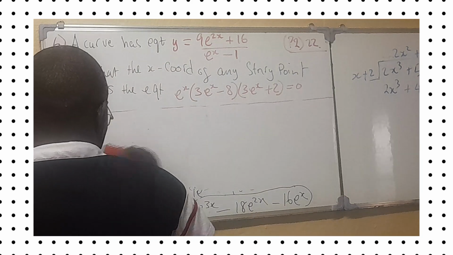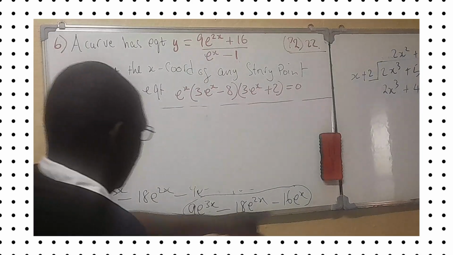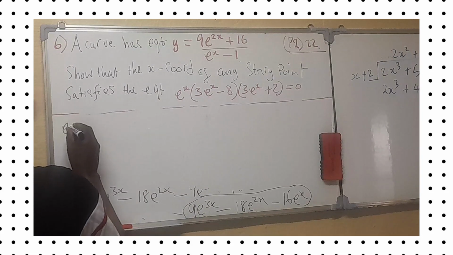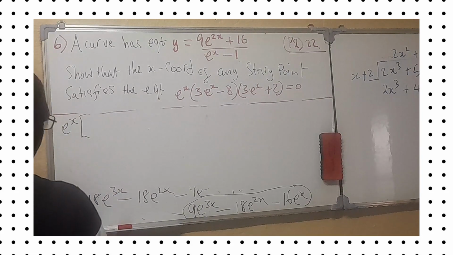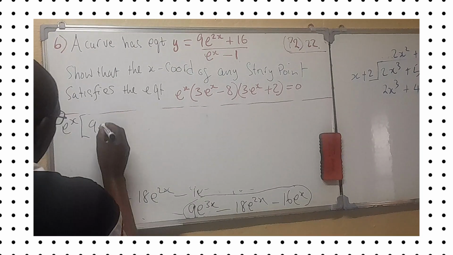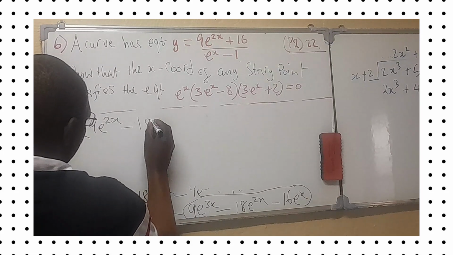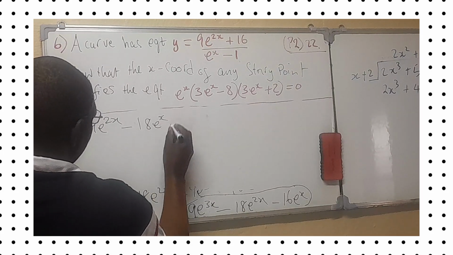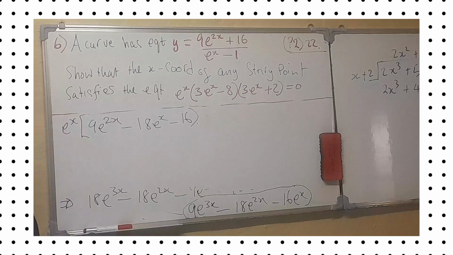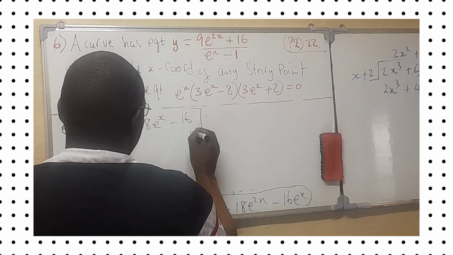We can say e to the power x goes here, here and there. So we have e to the power x, and let's put a big bracket. Here we will have 9e to the power 2x, here we will have 18e to the power x, and here we will just have a 16. Square bracket. Now, how do we factorize this?